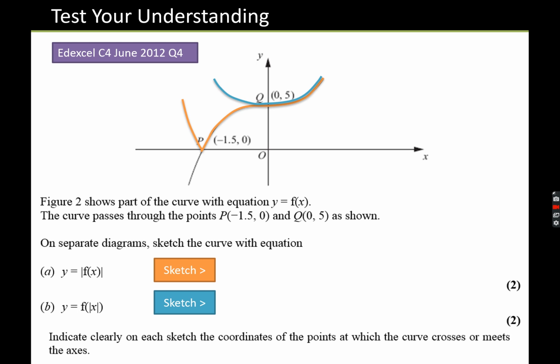Two parts to remember. Modulus of the whole function, you can't have a negative solution, so everything below the x-axis gets reflected up. If you're doing the modulus of just the input, draw the right hand side, reflect it over onto the left hand side.